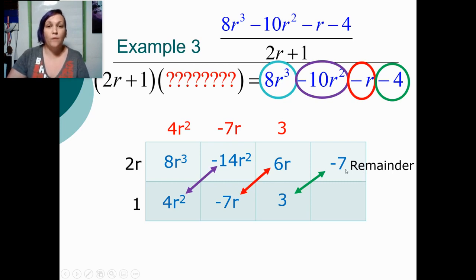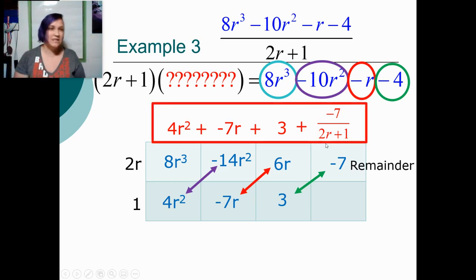And then what we do with remainders is we put them as a fraction at the end of the question. We put it over what the original denominator was, the 2r plus 1. So I'm going to put -7 over 2r plus 1 at the very end. I'm going to throw in some plus signs and we're going to say this is done and this is my final answer.